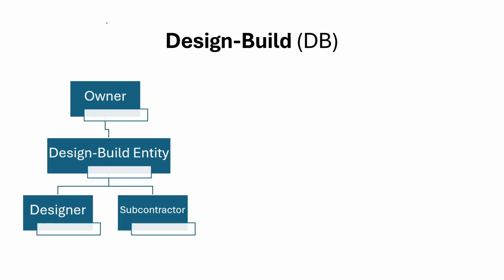Next is the design build project delivery method. A single entity is responsible for both the design and construction. So we call them a design build entity or design build firm. Here, the owner hires a design build firm that manages both design and construction phases.